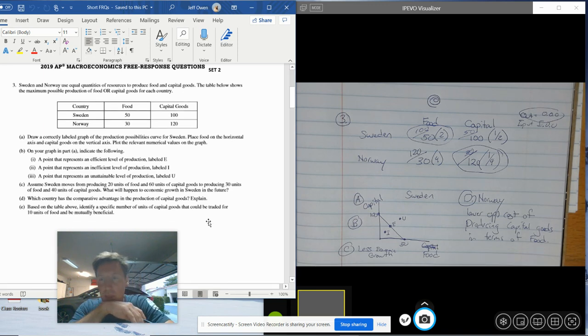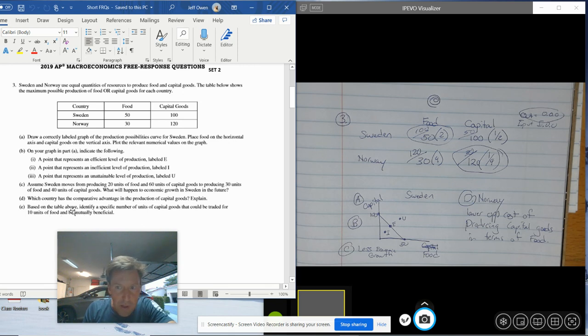Okay, and then the section that a lot of us struggle with a little bit, looks like we have a term of trade. Based on the table above, identify a specified number of units of capital goods that can be traded for 10 units of food to be mutually beneficial. Okay, so when you're the producer of something, you're the producer when you have the comparative advantage. And so we're looking at food.